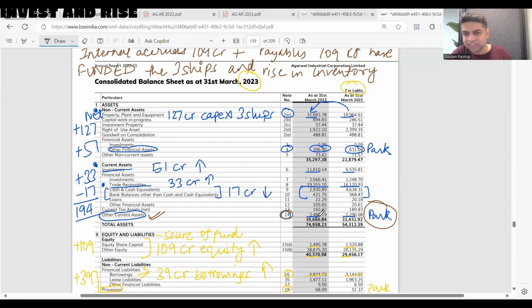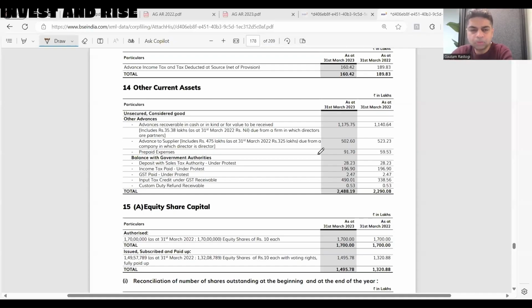So it has increased from 23 CR to 25 CR. So yeah, we are on that note 14. Okay. So here, if you see, they are saying advances recoverable in cash. It has increased from 11 CR to around 11.7 CR. Well, not a whole lot of increase, but it doesn't really tell you whom these advances are recoverable from. It doesn't tell you that.